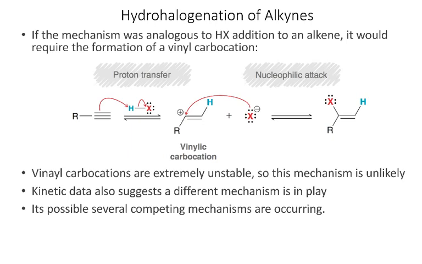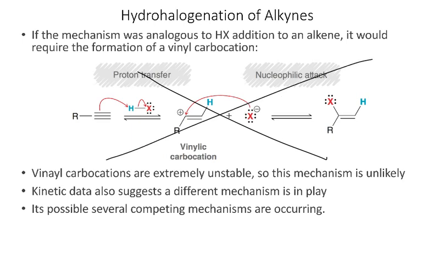So if the mechanism for the hydrohalogenation of alkynes was the same as the mechanism for the hydrohalogenation of alkenes, then it would start with a proton transfer, but that would give us a vinylic carbocation. We've got a positive charge on a carbon that's participating in a carbon-carbon double bond. It turns out these vinylic carbocations are extremely unstable, and so this is likely not the mechanism that the reaction follows. There's also kinetic data to suggest that this is not the correct mechanism, and it's highly likely that there are probably several competing mechanisms occurring. And so we're not going to go through the specific mechanism for the hydrohalogenation of alkynes.